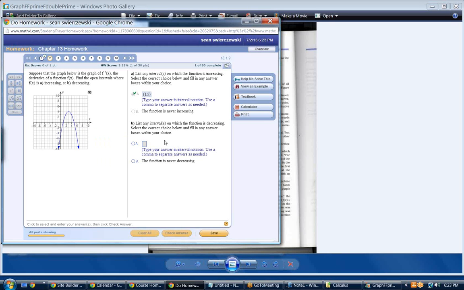What interval or intervals is it decreasing? Negative infinity to 1 and 5 to infinity. Do I have a union sign somewhere over here, or what? How do I separate those? I think you could just use a capital U on your keyboard. Okay. 5, comma, positive infinity.